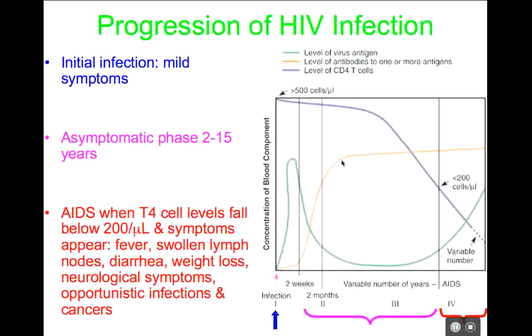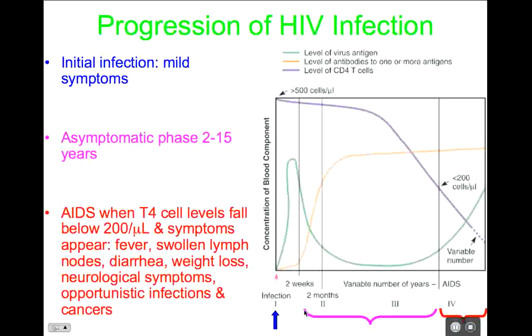So let's look at what's happening from the patient's perspective here. When the patient first gets infected by HIV, sometimes the patient will exhibit mild symptoms: feeling tired, fluish, achy. If they do, that's probably because of the damage to the macrophages and the dendritic cells. But then the patient enters an asymptomatic phase, and that asymptomatic phase on average is 2 to 15 years, but it can be extended much longer.